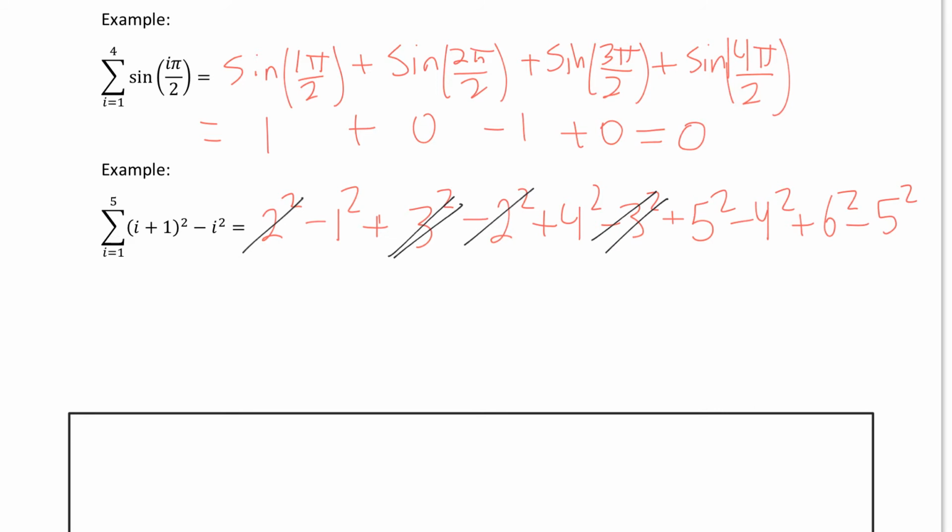What else is the same? There's a 4 squared and a minus 4 squared. We can cancel those. And there's also a 5 squared and a minus 5 squared. So all we're actually left with here is a minus 1 squared plus a 6 squared. And just for purposes of the next example, we're just going to leave this as 6 squared minus 1. We're not going to bother squaring the 6. I know we could simplify this to 36 minus 1, which would be 35, but we're just going to leave it in this form, and it'll make more sense when we do the next example.